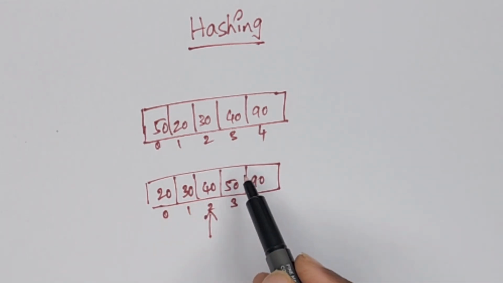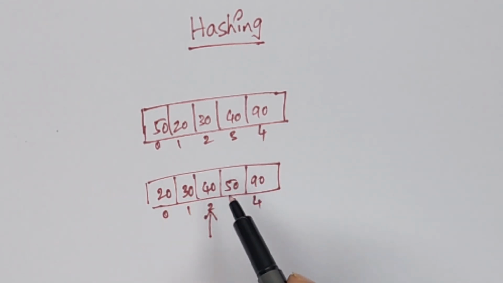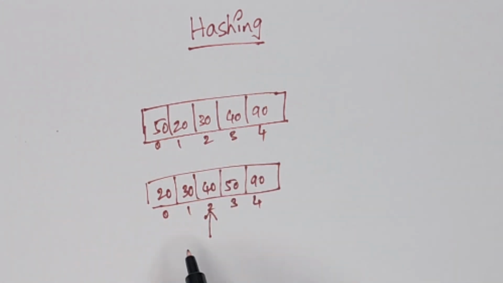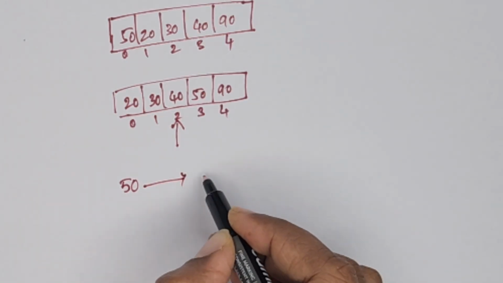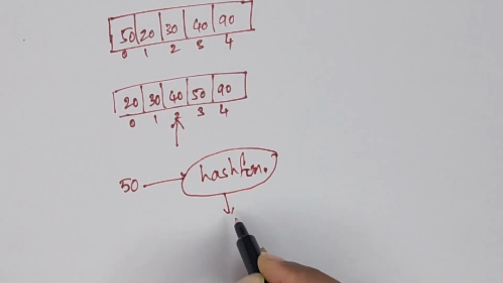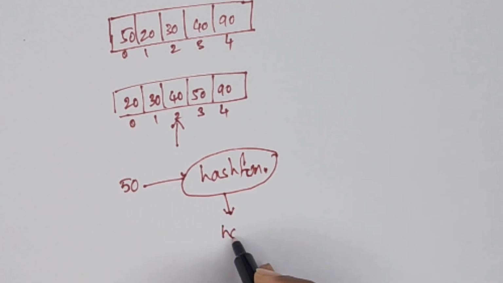Actually, in the array we have stored a few elements, but we don't know where we have stored the element. If you know the location, you can directly go there and access that particular element. Next is hashing. Hashing means, for example, I want to insert the element 50. Just give it to one hash function. This is one hash function. Then the hash function generates one small value that we call the hash value.